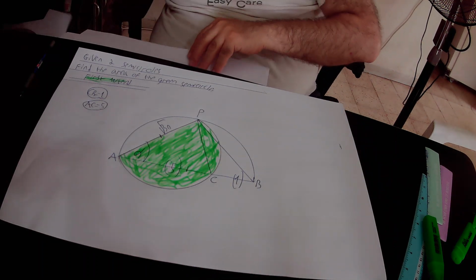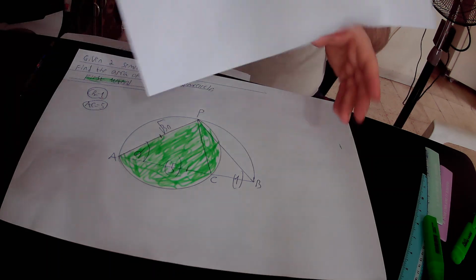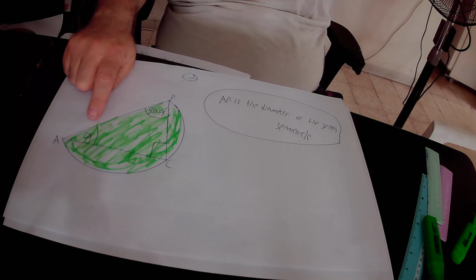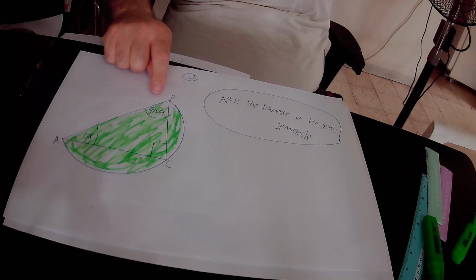Likewise, in this green triangle APC, this angle equals alpha, and this angle equals 90 degrees. Therefore, this third missing angle must be equal to 90 degrees minus alpha.